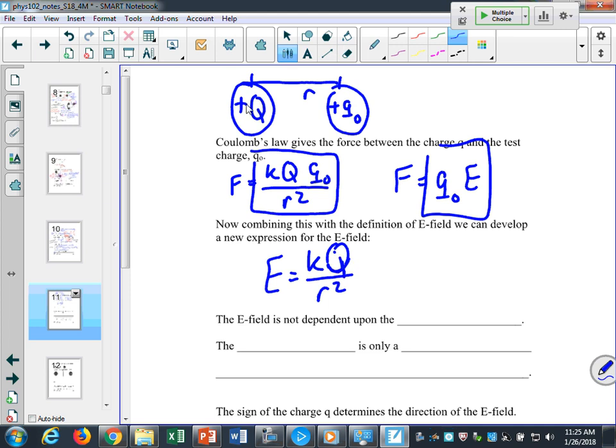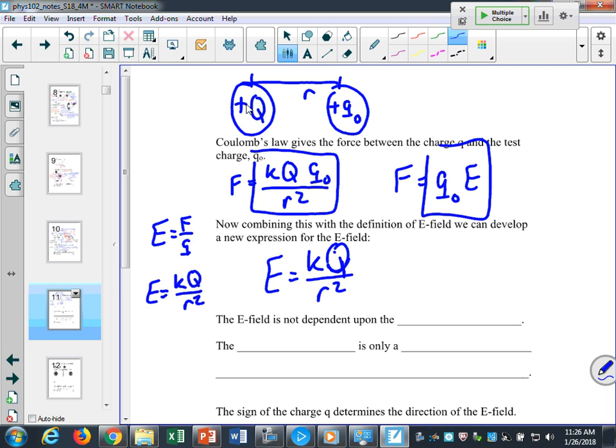So we have a couple of different definitions for E. Let me just write them out. First, we have that E is F over Q naught, but then we also say that E is equal to KQ over R squared. So that this second one tells us what is the electric field at some point far away, or a distance R away from a charge. And you'll see why that's important later. We'll do some calculations and some practice problems where we use that. But for now, I'm just going to leave that here.